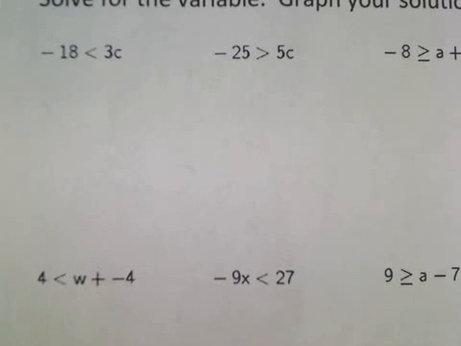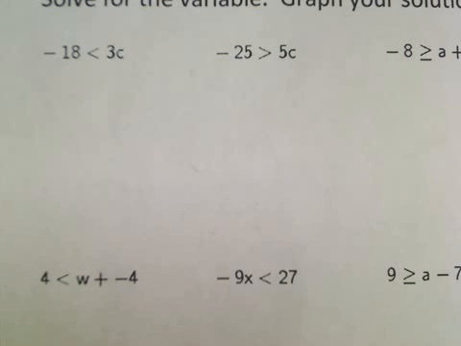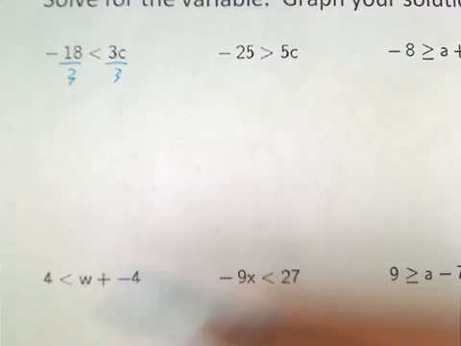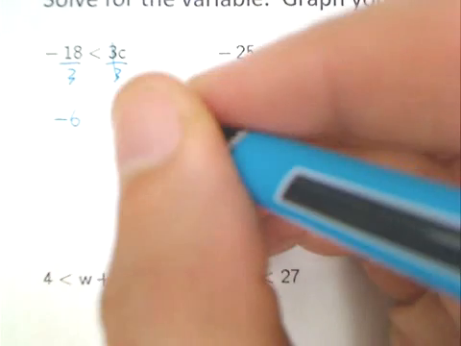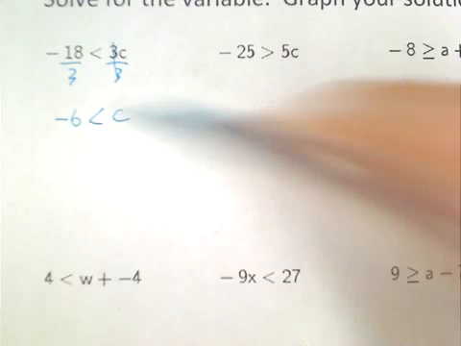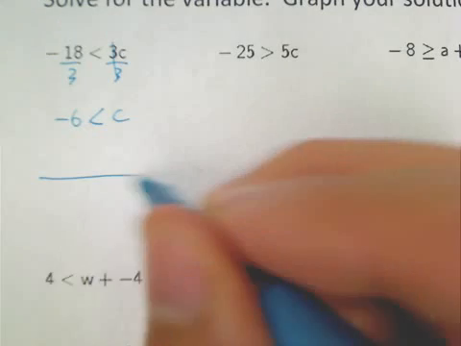Okay, when you are solving these, you need to think to yourself, did I multiply or divide by a negative? And if I did, then I need to flip the sign. So that's the only thing that's different here when you're solving these. So divide by 3. I think my program's set up so that all these come out evenly. Okay, what did I divide by? I divided by a positive 3, so just leave it alone. I divided by a positive 3, so don't change the sign.